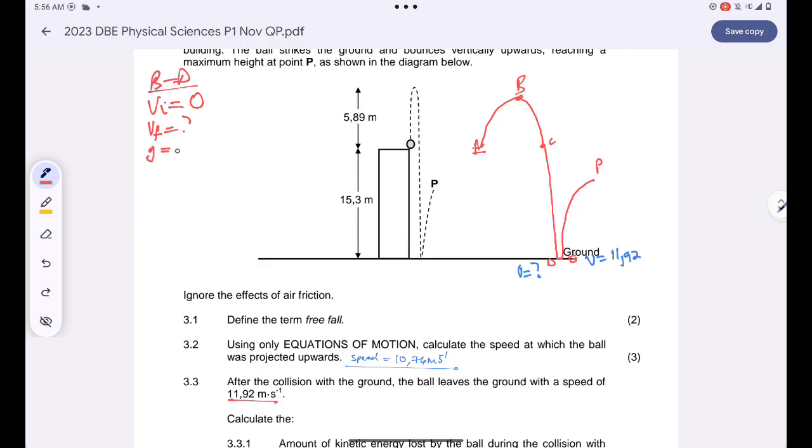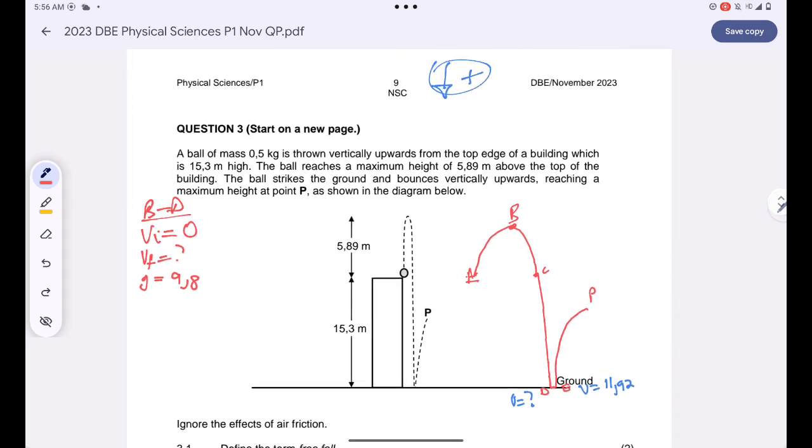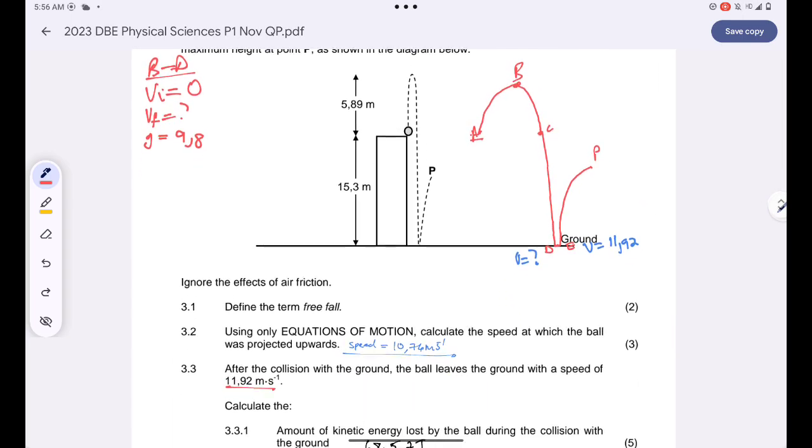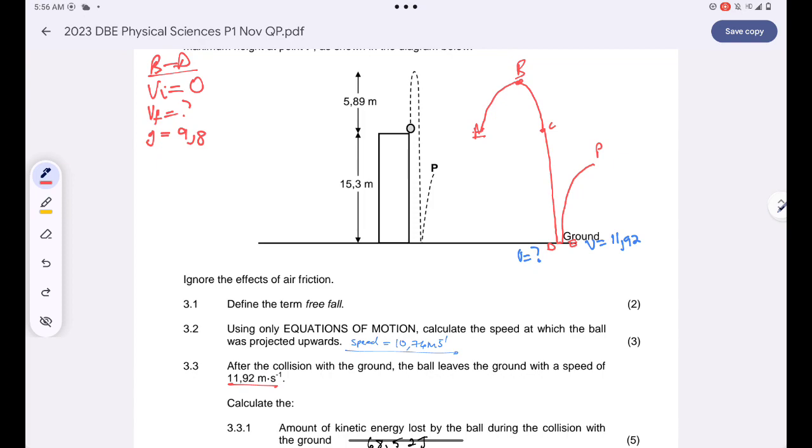My gravity is positive 9.8. Why? I've declared every downwards movement is positive. Gravity is always acting vertically downwards. And then displacement, I'll take the sum of these. What do I get?